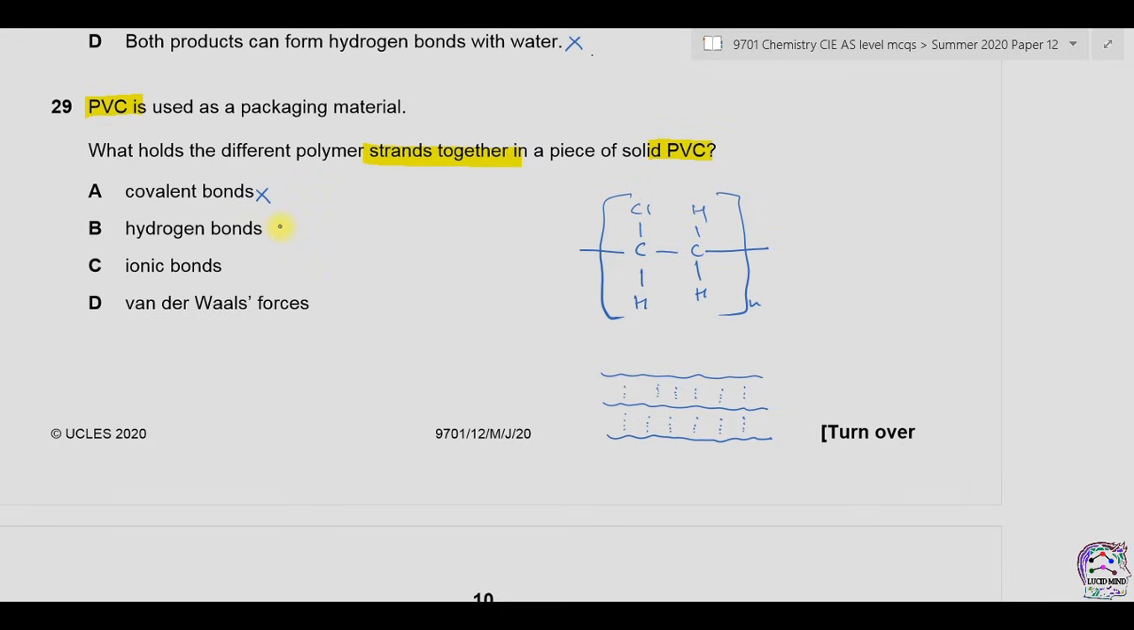B says hydrogen bonds, for hydrogen bonds we must have fluorine, oxygen or nitrogen. So none of these atoms is present in this strand, therefore hydrogen bond is also wrong. C says ionic bond, there is no ionic bond, only intermolecular forces. And D says van der Waals forces, which is the only possible option. So therefore answer is D.